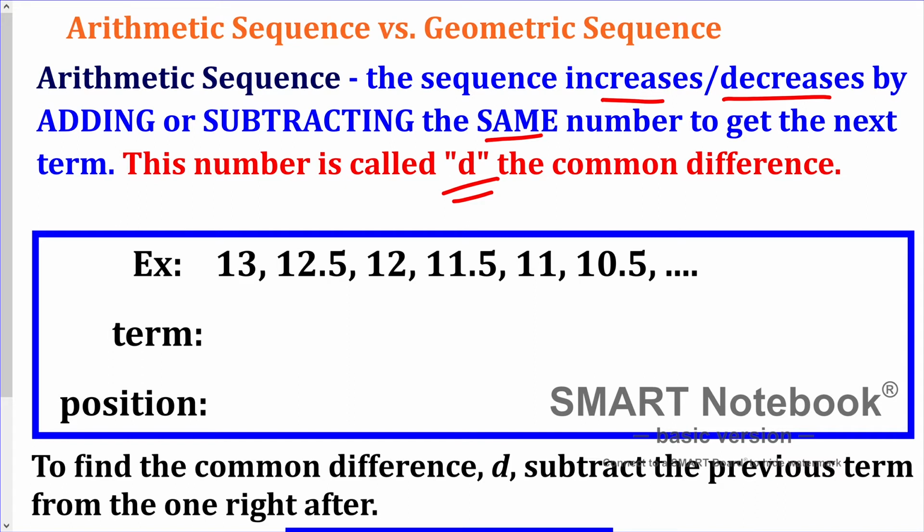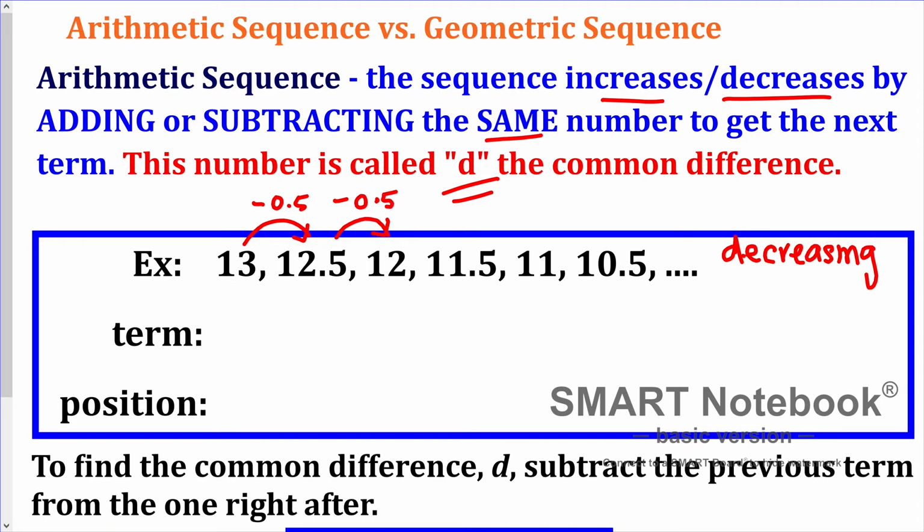So let's look at this one. We've got 13, 12.5, 12, 11.5, 11, 10.5. So some things I can see is that this is decreasing, right? It's decreasing. And it looks like it's decreasing by 0.5 each time. It's like minus 0.5.